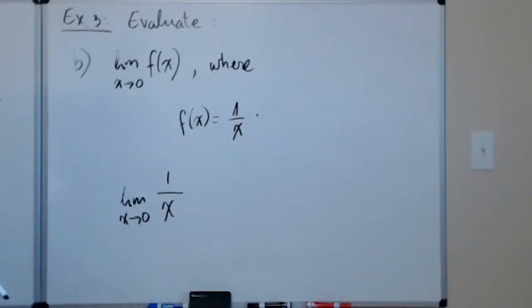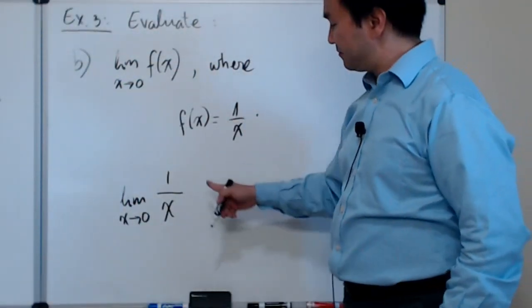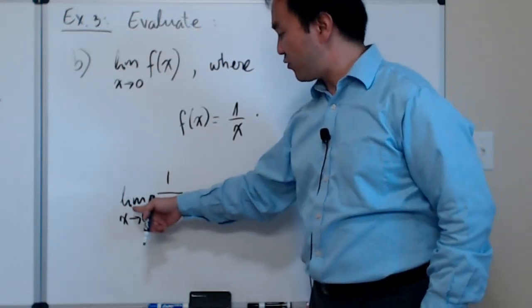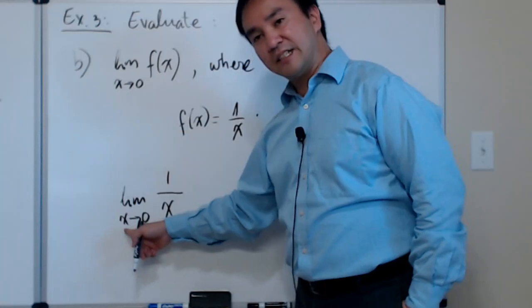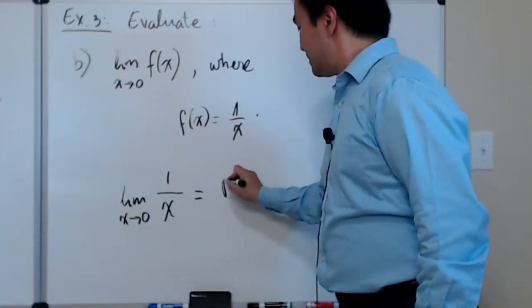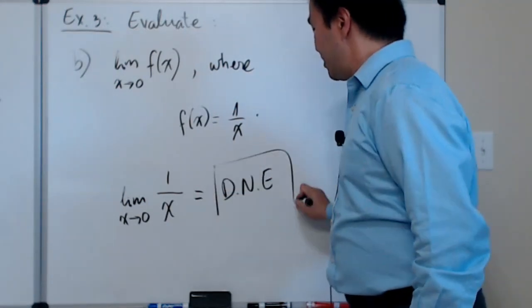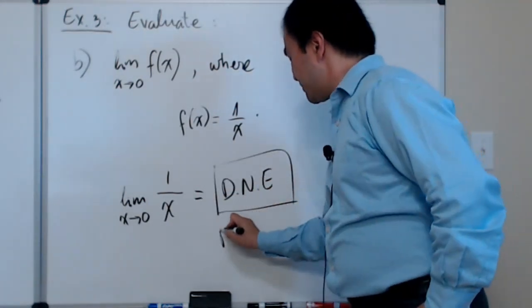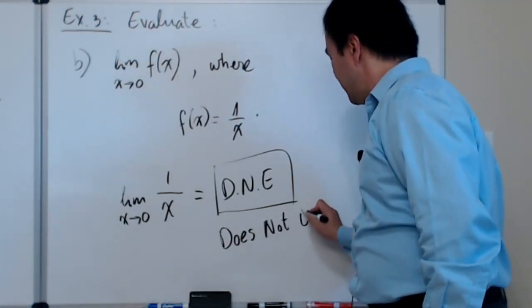Making our final conclusion on this problem, the limit of 1 over x as x is getting close to 0 is DNE. And remind yourself, DNE is short for does not exist.